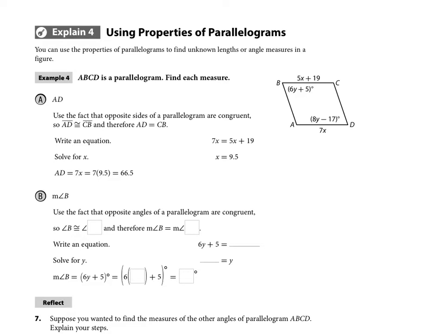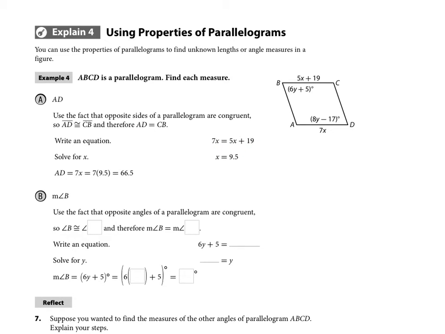We're going to use those 3 pieces of information in turn to figure out some missing algebraic pieces of our work here. So in example 4, we're told that ABCD is a parallelogram and we're asked to find each measure. Part A asks us to find the length of segment AD. I can see that it has an algebraic label of 7x, so I'm going to write an equation that puts the opposite sides congruent: AD is congruent to CB, so 7x is congruent to 5x minus 19.